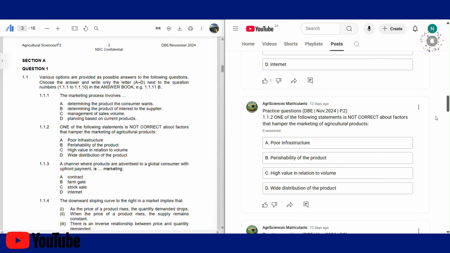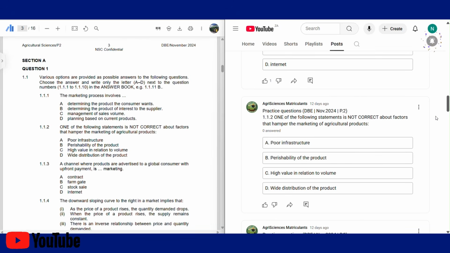Perishability of the product, it is correct. C, high value in relation to volume. High value in relation to volume, that means high quality compared to the quantity. I don't think C is part of the factors that hamper the marketing of agricultural products. Let's see D, wide distribution of the product.